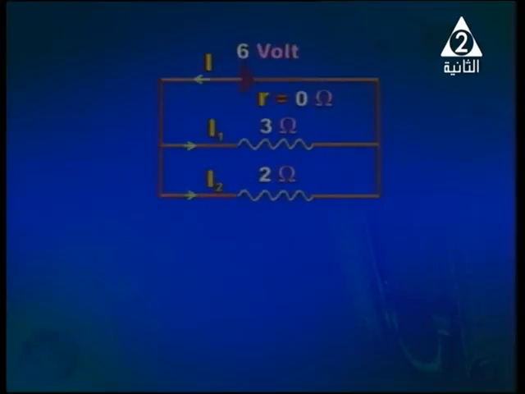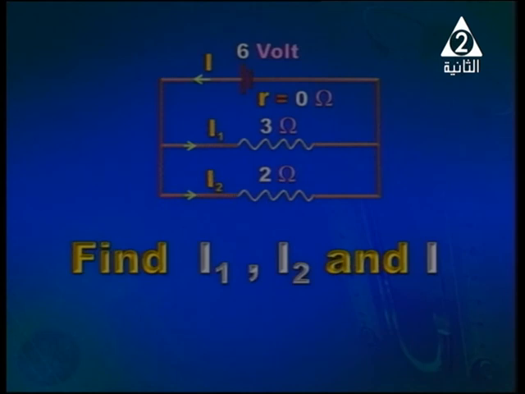Okay, what about the first problem? In front of you, we've got a circuit: a battery and two resistors, a 3 ohm resistor and a 2 ohm resistor. The current through the battery is denoted by capital I, that through the 3 ohm resistor is I1, and that through the 2 ohm resistor is I2. The internal resistance of the battery is equal to 0. This is very important. And we want to calculate I1 and I2, also the total current.